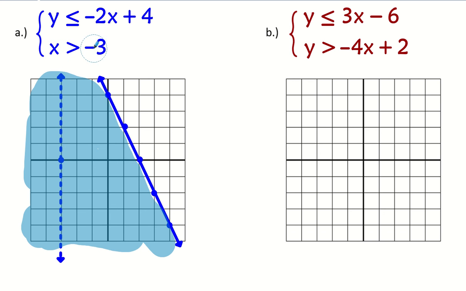So this vertical line, normally you go to shade above or below. Like this greater than symbol means you're supposed to be shading above. But a vertical line is literally the only kind of line where there is no above or below. There's only left or right. So this is the only time you're going to be allowed to think of the shading as left or right. So what do you think?